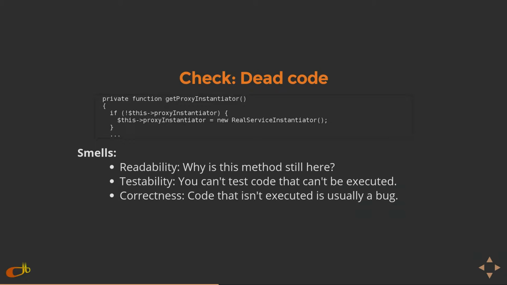So readability, you ask the question, why is this method even here? Is it cruft, or did we forget to call this method somewhere? Testability, you can't test it because it's a private method. You can use some fancy reflection, but practically speaking, it's very hard to test. Correctness, if you have a private method that's never getting used, it's either cruft or it's a bug.